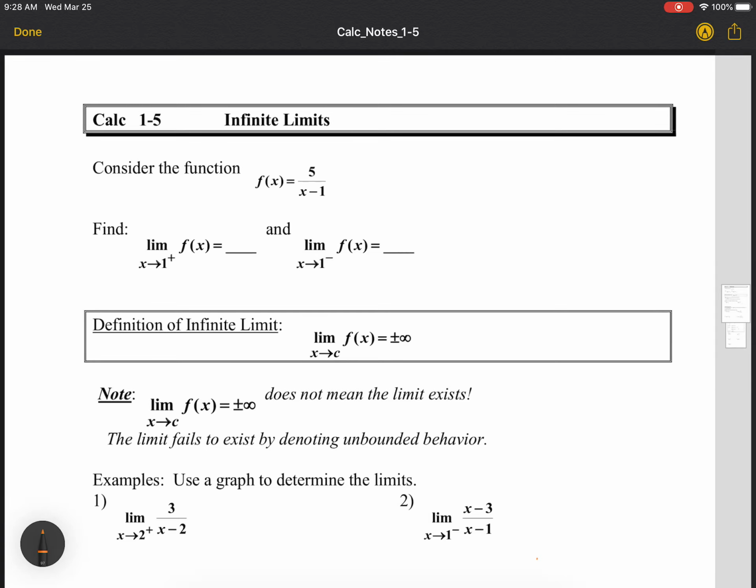Hey guys, back again for Calc Section 1.5. We're going to be talking about infinite limits.